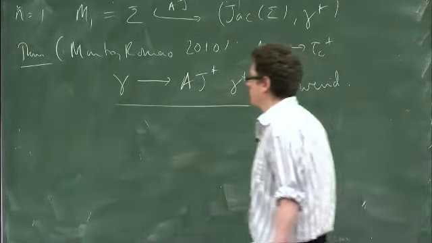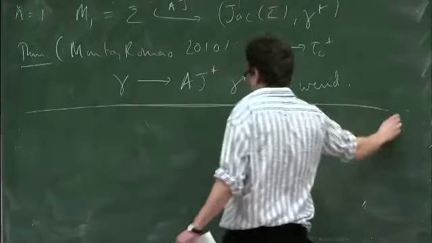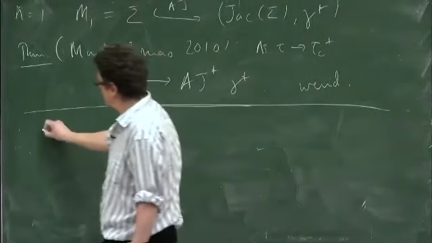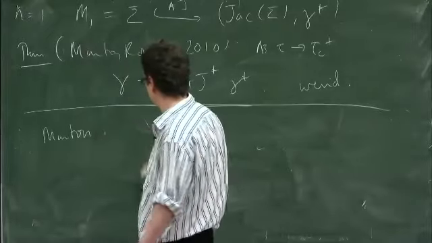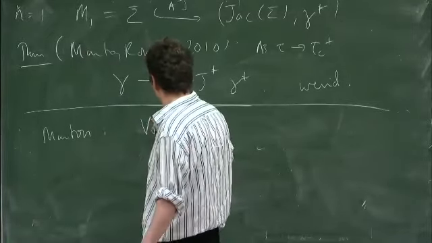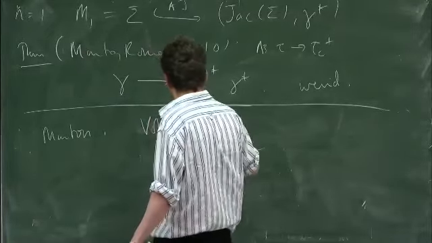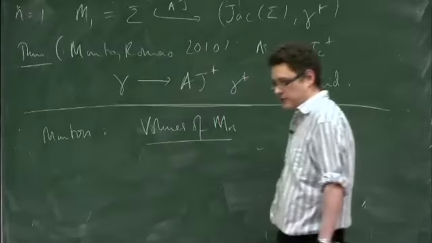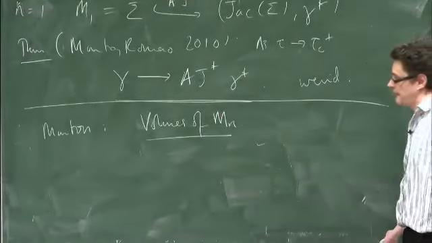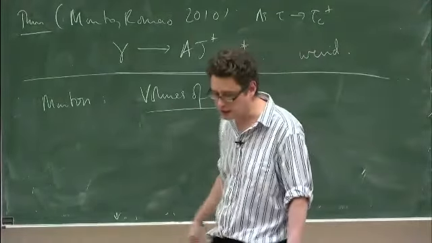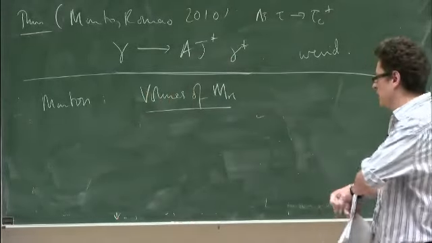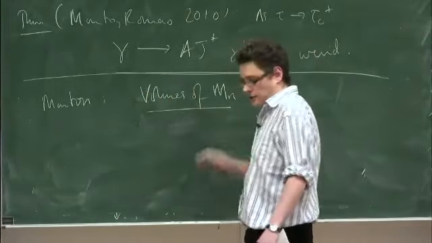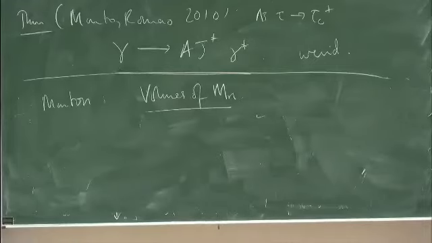I just want to mention, without going into any details at all, what else can be done. Manton and various of his students have computed volumes of the moduli space. That's rather a nice subject. Even though you can't write down the metrics exactly, it turns out using cohomology and intersection theory and knowing that they're Kähler, you can figure out their volumes exactly.